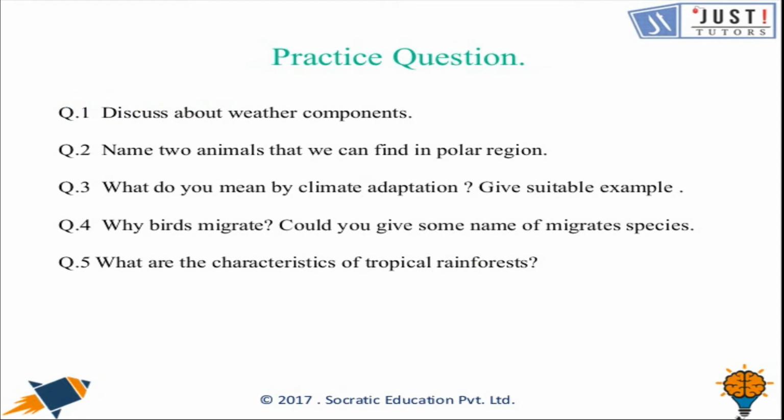Now we've come to the practice questions, so you can pause the video and think about the questions based on whatever we have learned so far. The first question is about weather components. This is something that we have covered in this video, so you can go back and look at them. Then, two animals that we can find in polar regions, which we've discussed as well. One would be the polar bear and the second one would be the penguin. Then there are questions on climate adaptation and also why birds migrate. A common answer would be because of the climatic conditions. Similarly, try to think about the other questions as well.